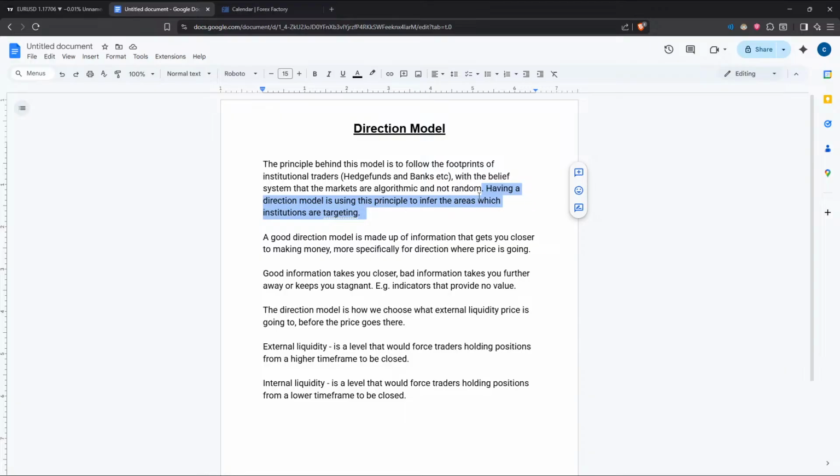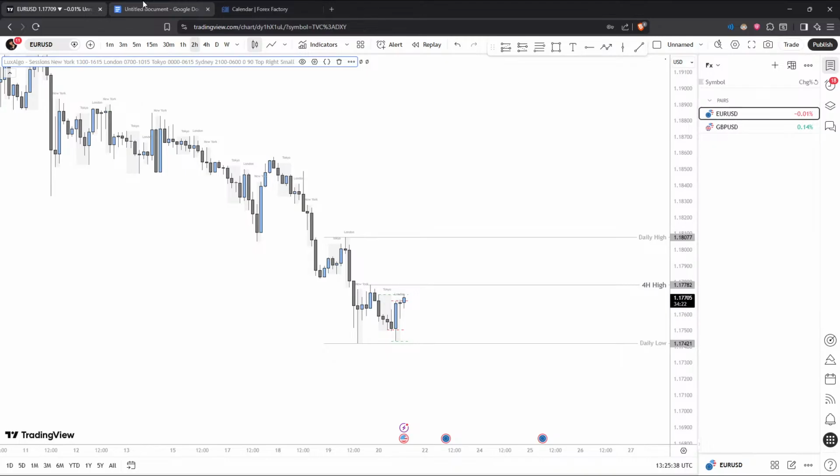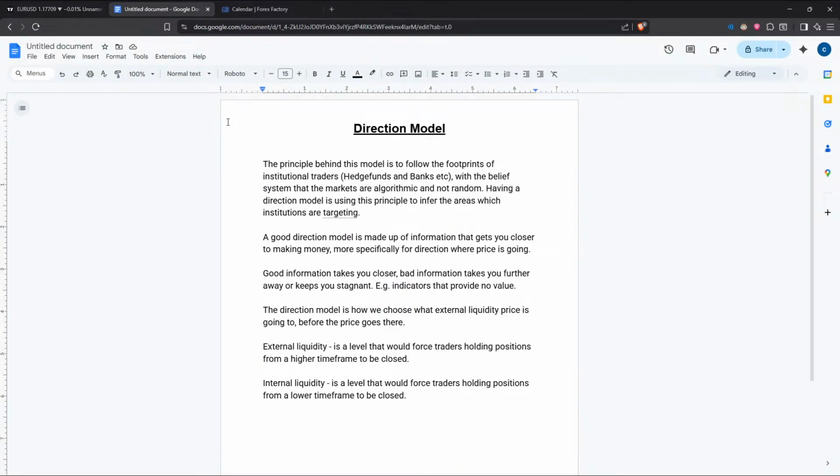So having a direction model is us basically saying that, okay, this principle exists or these types of people exist, and we're going to use that principle, or based on that principle, we're going to try and determine where these guys are going to be targeting. We come up with the theory that they were targeting external liquidity. Why? Because they have to have sellers, or rather buyers, for their positions they're trying to sell. So that is why we use liquidity to kind of gauge.